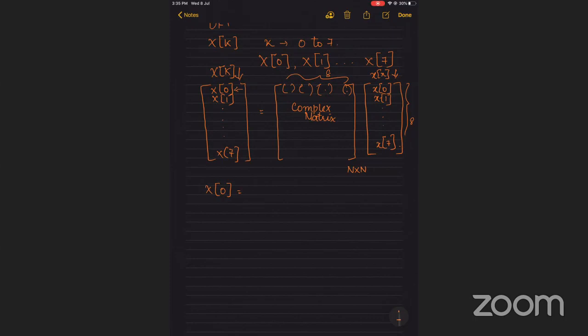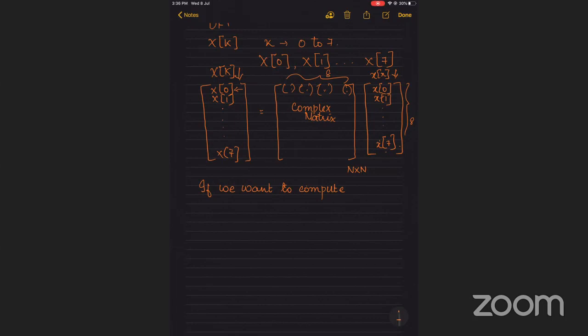Is that clear? So the problem is this. If we want to do computations, how many multiplications am I going to do? First multiplication, second multiplication, third multiplication, and so on, 8 multiplications. So one row into this column is going to have 8 multiplications. Therefore, 8 rows into this one column will have 8 square multiplications, which is n square multiplications.